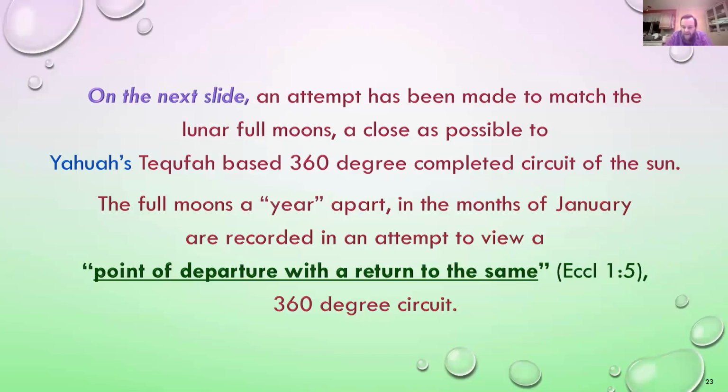And we find that in Ecclesiastes 1:5. That is Yahuwah's designation of a 360-degree circle or circuit. Point of departure with a return to the same. So I recorded the full moons in the month of January. And you're going to see, well, let's just have a look at it.